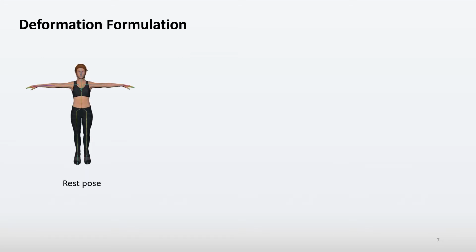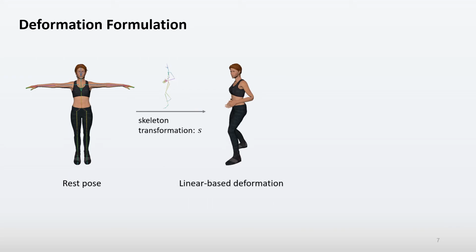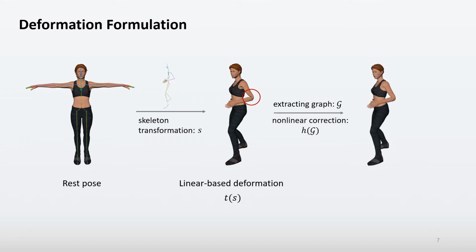We use a formulation to summarize our pipeline. Given a character in rest pose, through the transformation S of each bone in the skeleton, we first use the linear-based method to deform the mesh. In this process, because skinning weights are directly computed without manual modification, the deformation result Ts is inaccurate and visibly different from the target deformation. To correct this difference, we further refine the linear-based deformation Ts based on its mesh graph G and generate the remaining nonlinear correction Hg. The final deformation can be expressed as Ts plus Hg.